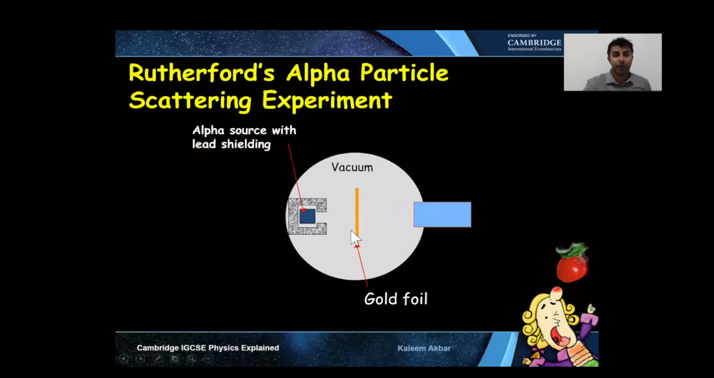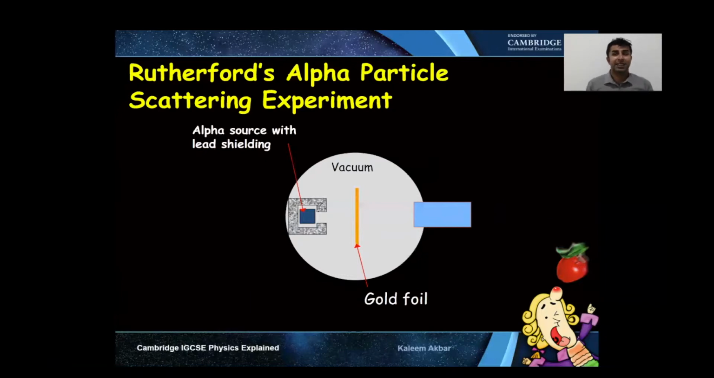So in the middle here, we have our little bit of gold foil. Just think of tin foil, but it's made of gold. And this is all taking place inside a vacuum. Later, you're going to learn that alpha is very ionizing. This means that it knocks off electrons of anything that it comes into contact with.